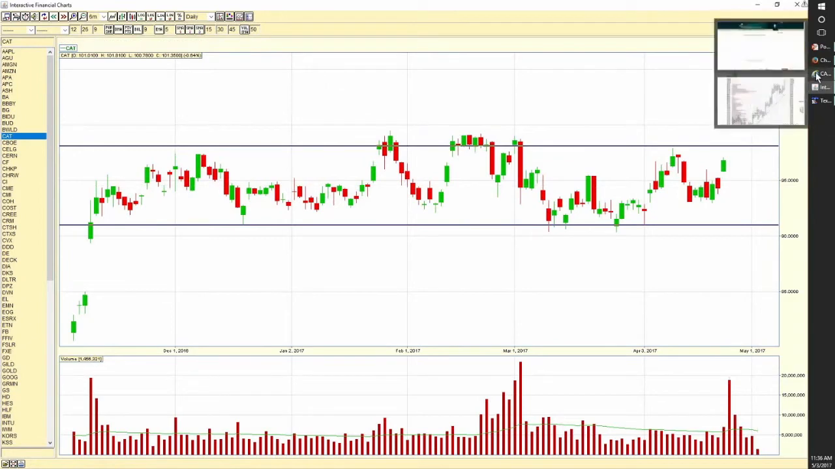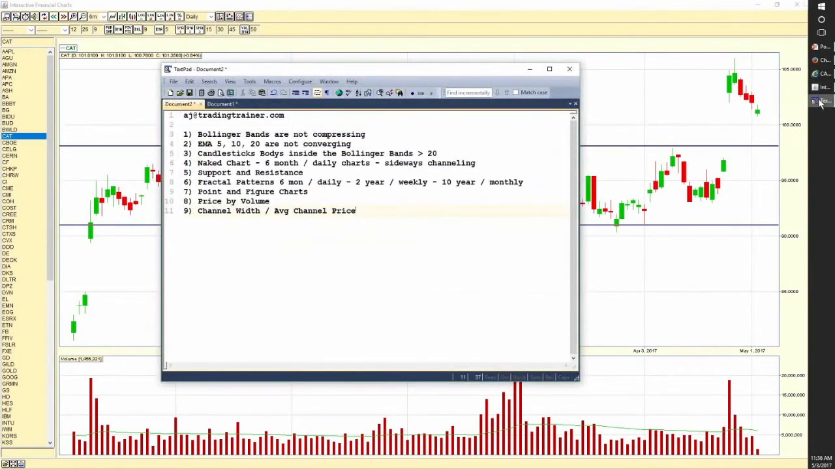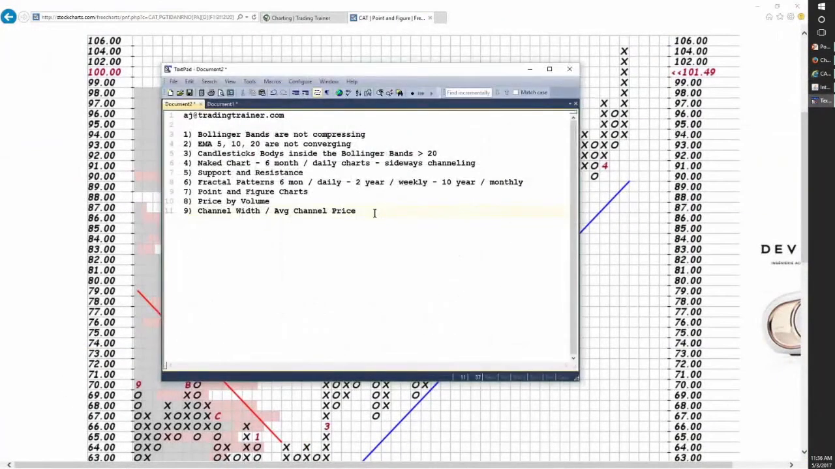Let's go back to our point and figure. Let's go back to my last tests here. And then we'll talk about how to turn the 6% protocol into a supercharged trading strategy. Channel width, average channel price. So 91 to 98. The channel width would equal $7. So the math behind that would be $98 minus $91. So that's the channel width.